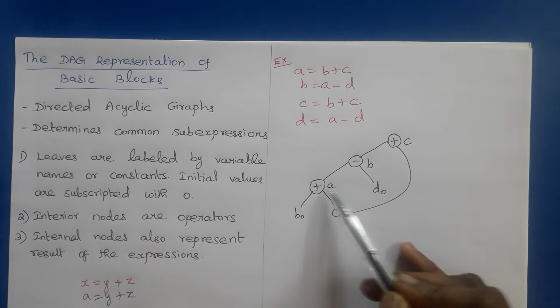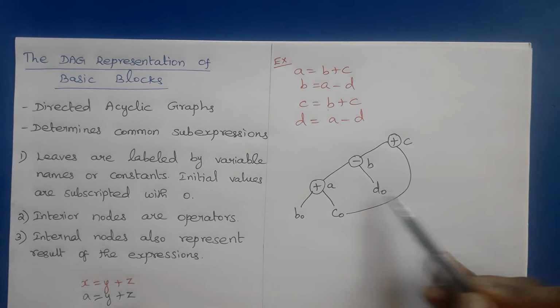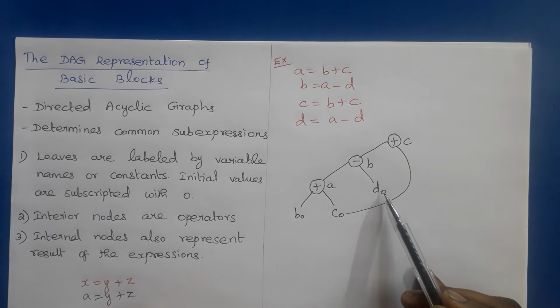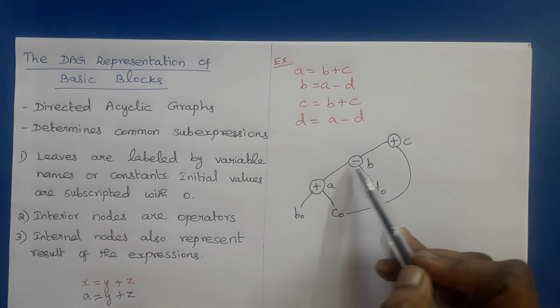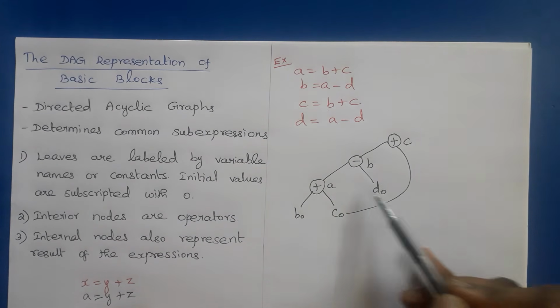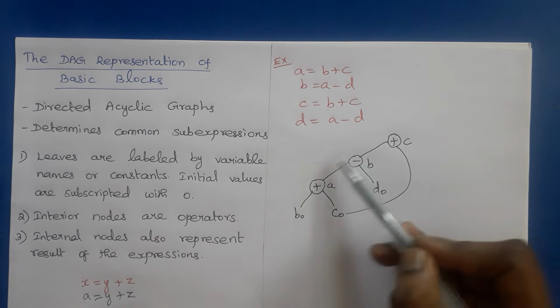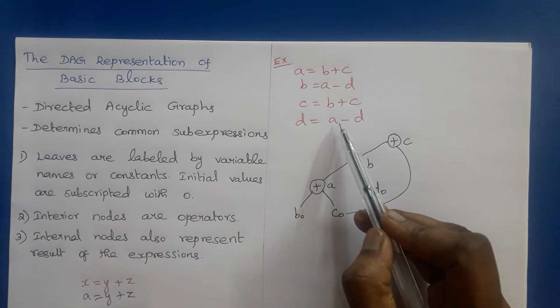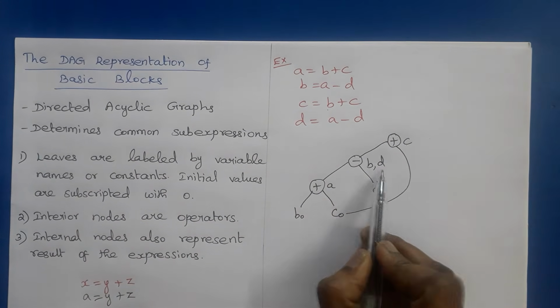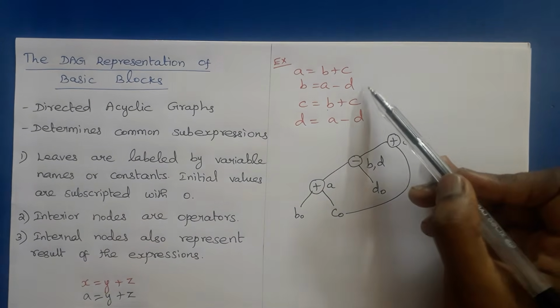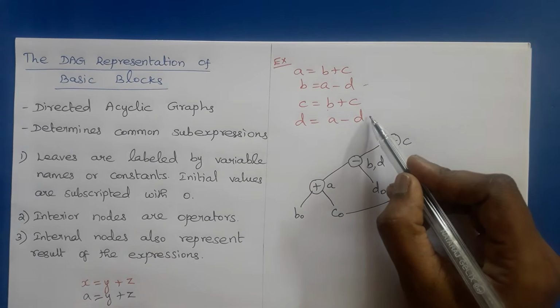Here A and D are not evaluated after this. So A and D values are this one only, with the interior expression minus, operation minus. So minus A comma D. This node is already constructed, so we simply have to attach D to this node. So here B equals A minus D and this A minus D.